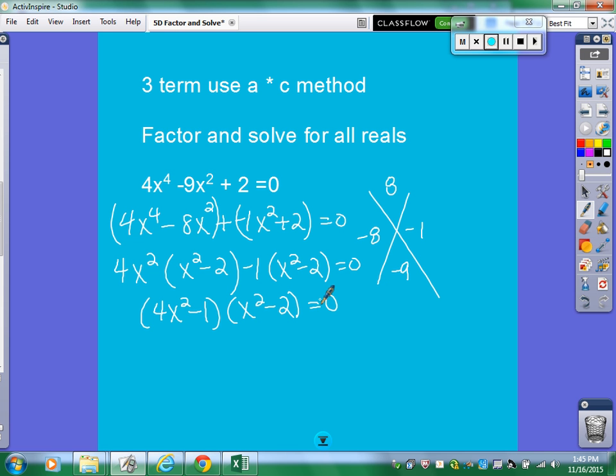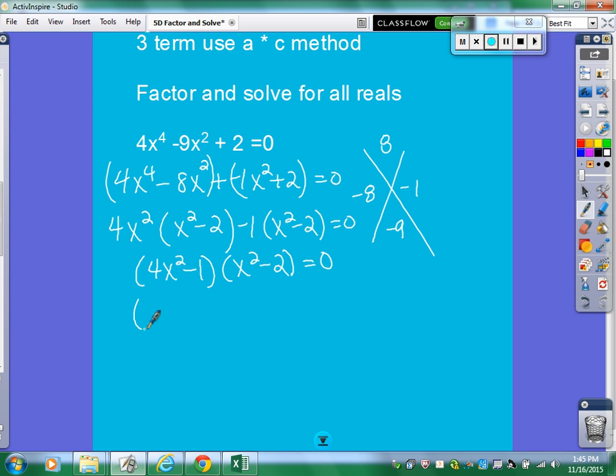We're asked to factor, so let's see if we can factor anything else. Look at the first one. It's a minus. 4 and 1 are both perfect squares, so I can use difference of squares to factor that first polynomial. So we get 2x minus 1, 2x plus 1. This is a minus, but 2 is not a perfect square, so I can't do anything to that.